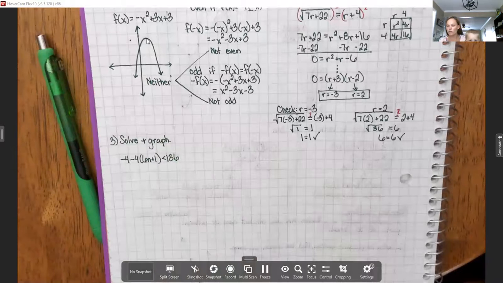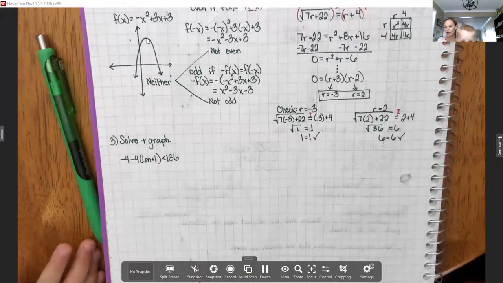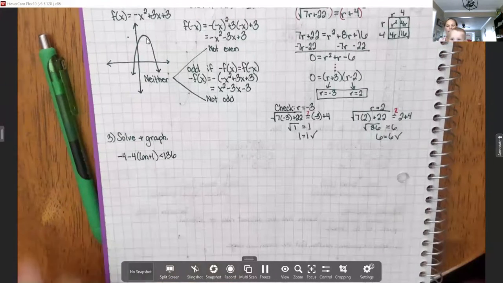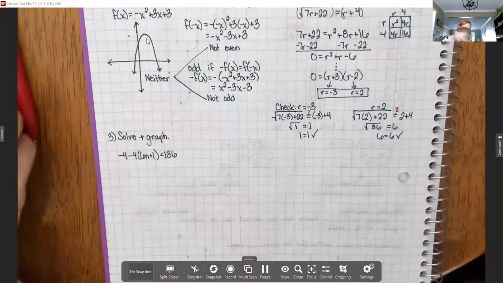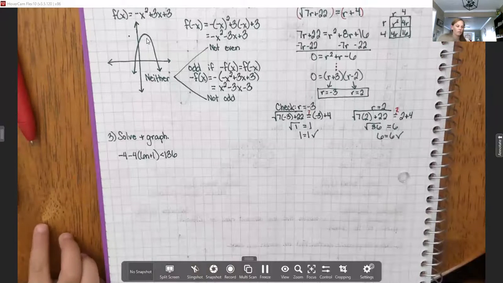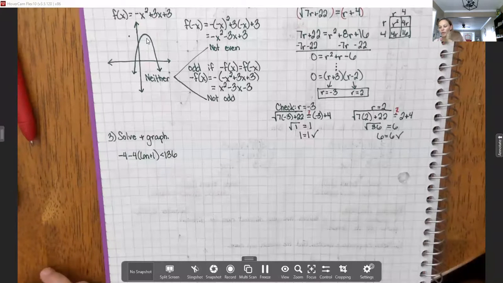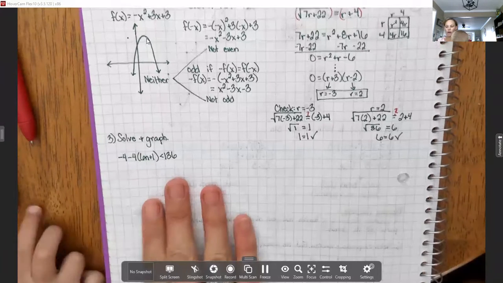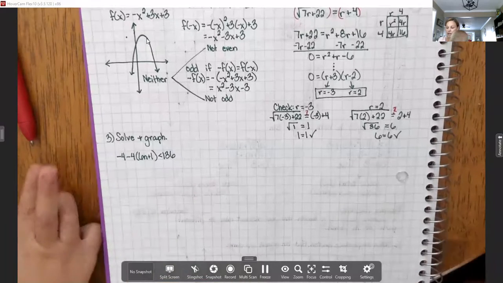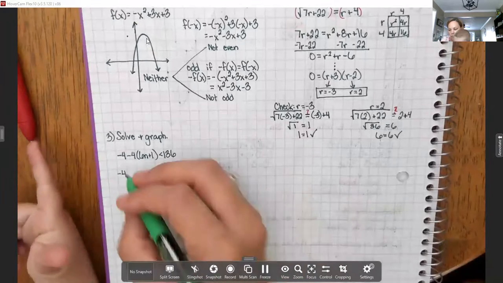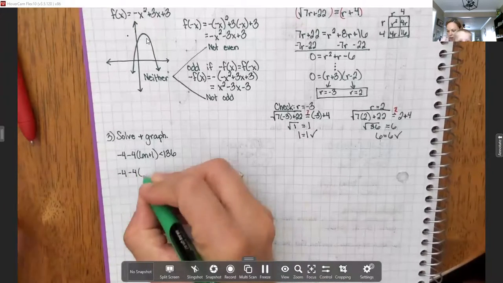Okay, so number 3 is solve and graph. It's an inequality. So -4 minus 4 parentheses 6n plus 1 is less than 136. Okay, so remember to solve inequalities, what we're going to do, we're going to pretend like it says equals and just solve it as if it were an equation.